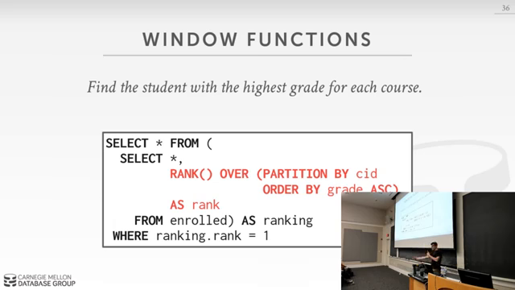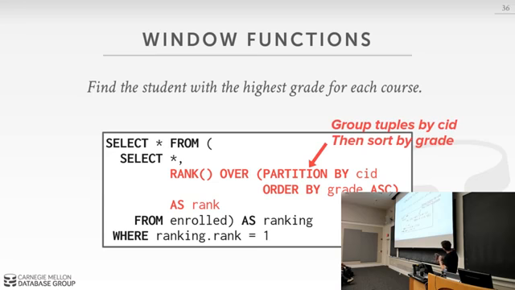So instead of writing it to a table that already exists, or writing it to a temporary table, I don't want to say in memory because it may actually go out to disk, but a temporary table for this query that then gets discarded when the query is over. So in the inner query, we're going to go over the enrolled table, and for every single tuple, we're going to split them up based on the course ID, that's the PARTITION clause, and then we're going to sort them by their grade in ascending order. And then the window function we invoke is RANK, which is the order that they exist in the sorted ranking.